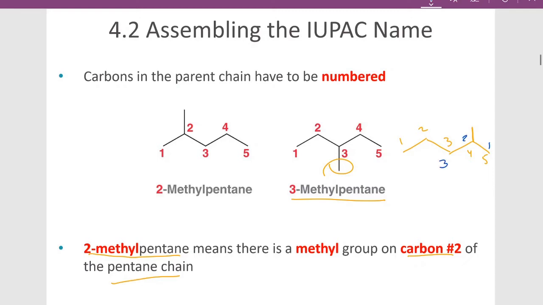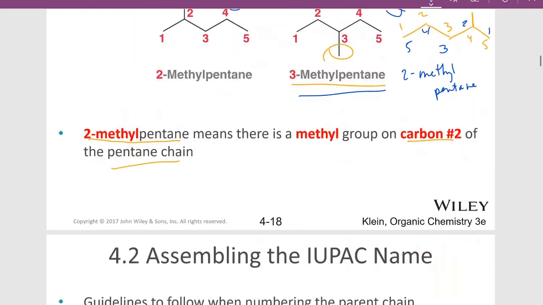1, 2, 3, 4, 5. So this is again 2-methylpentane. So you can see that these two molecules on the left and right are actually the same. And the one in the center is an isomer of those.